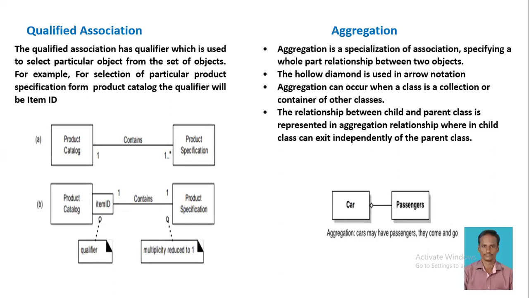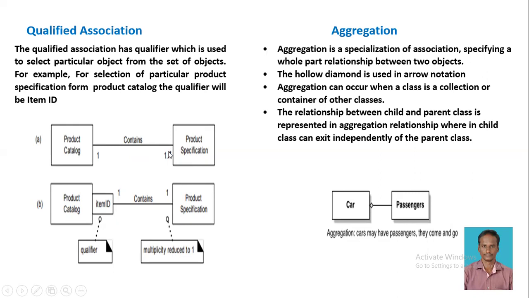The next is qualified association. The qualified association has a qualifier which is used to select a particular object from the set of objects. For example, for the selection of a particular product specification from the product catalog, the qualifier will be item ID. For example, let us see diagram A. Diagram A has a product catalog. It contains one product catalog. That's why in product catalog, it has 1. One product catalog contains one or more product specifications. That's why it has 1..*.